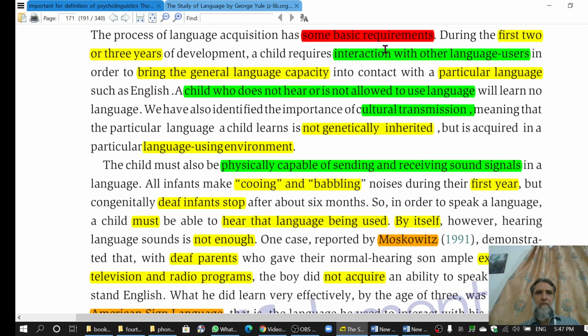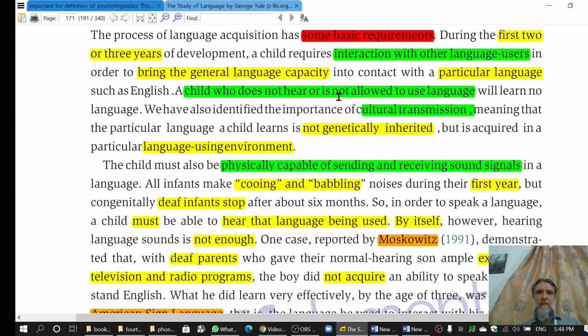The second requirement for acquiring a language is that the child must be able to hear. If the child is not able to hear anything or is not allowed to use language, both the cases are possible. In one case, the child may be deaf, that is, he is not able to hear anything. So if he is not able to hear anything, then this basic requirement will be lacking. He must be able to hear. Then he would learn or acquire language, otherwise he wouldn't.